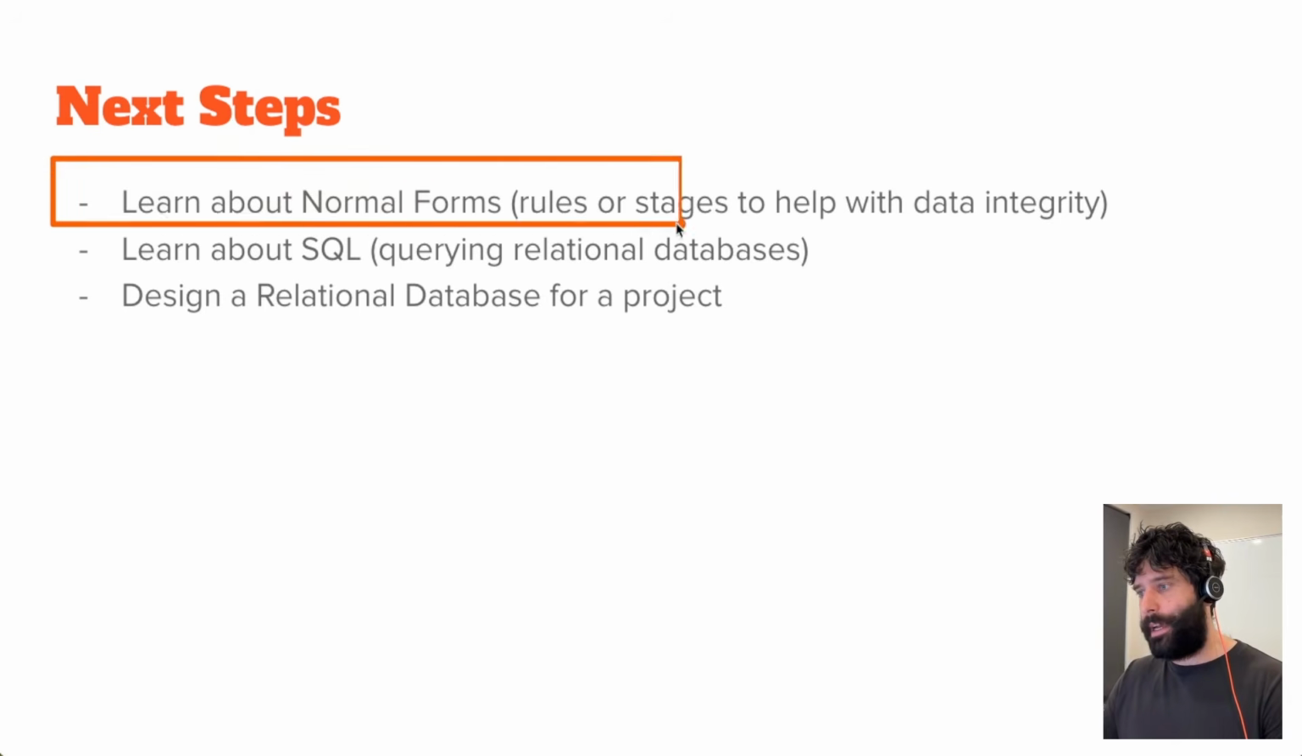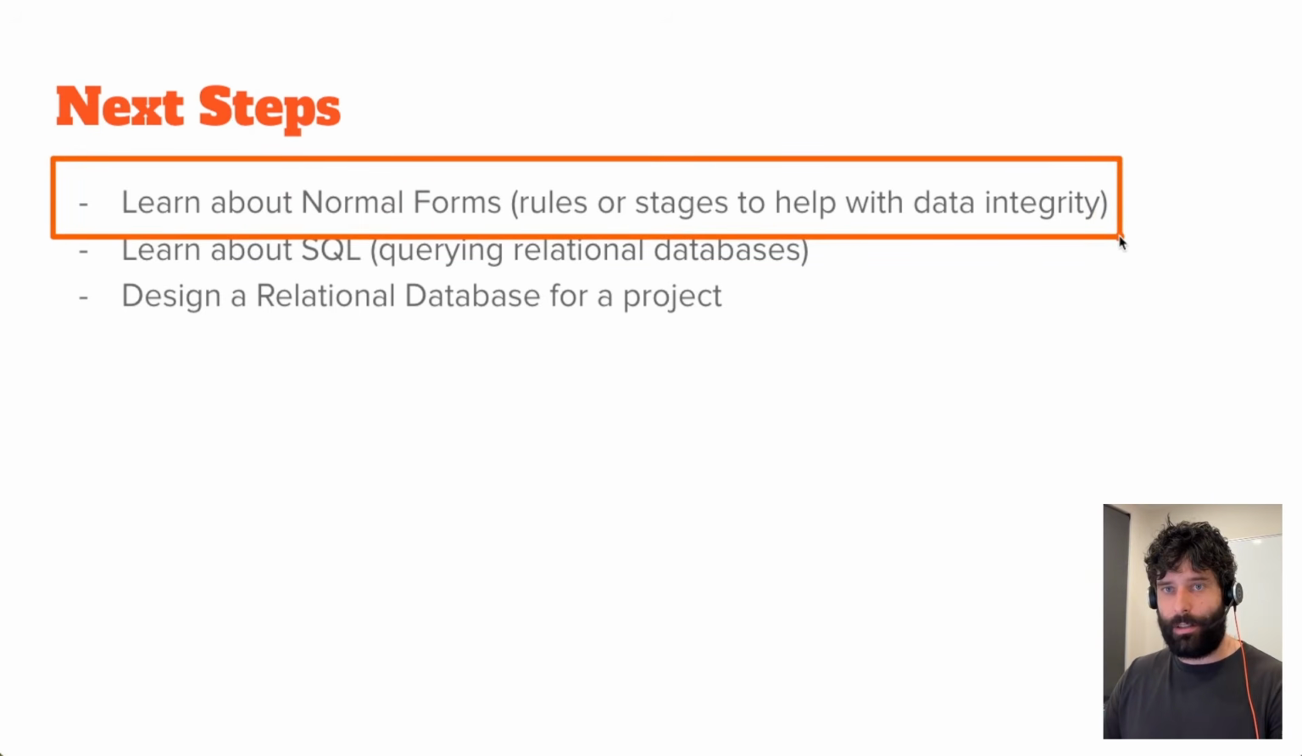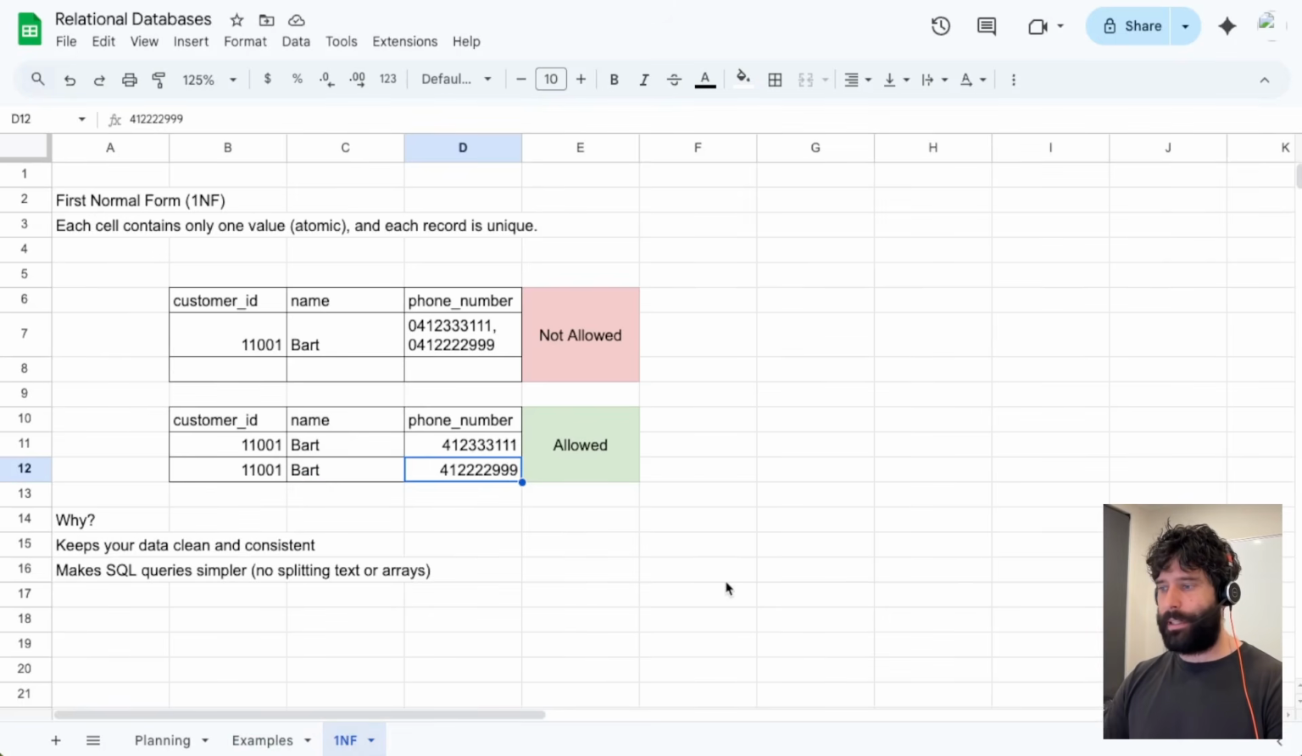We can learn about some of those other best practices and concepts when we're building out these relational databases. For example, there's this thing called normal forms, which are just rules or stages to help us with data integrity. That's one thing I promised we would look at a few moments ago. The first normal form, 1NF, is that each cell contains only one value. This is the atomic way of building out relational databases so that each record is unique.